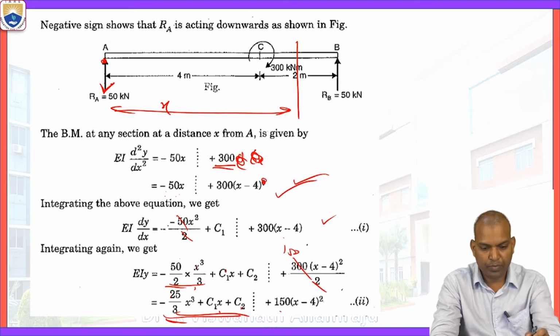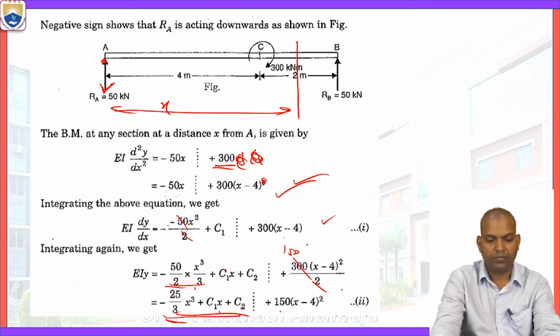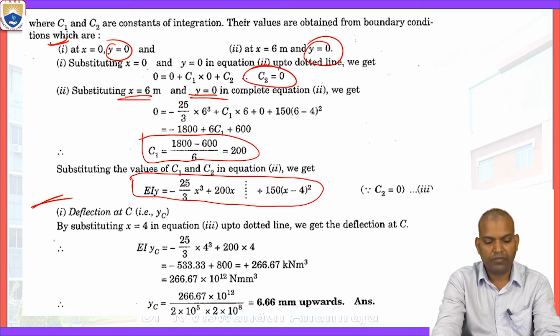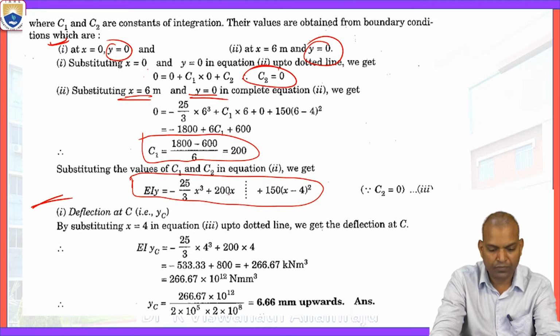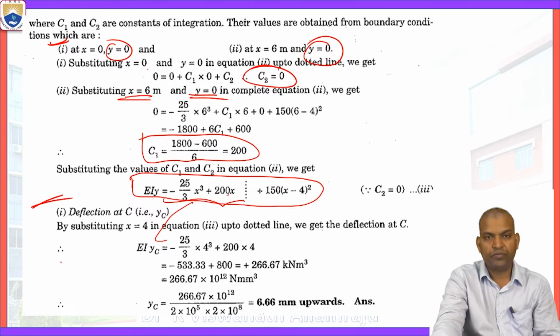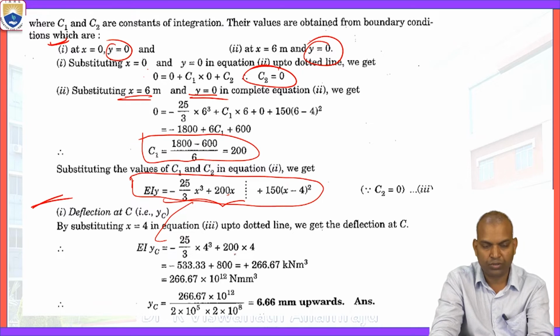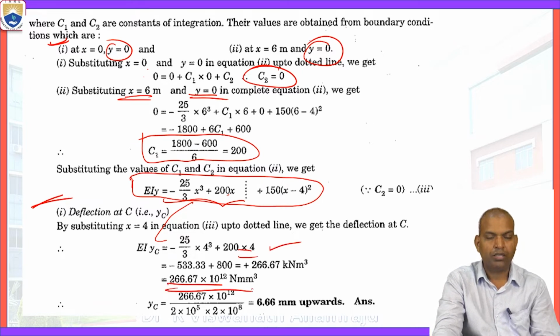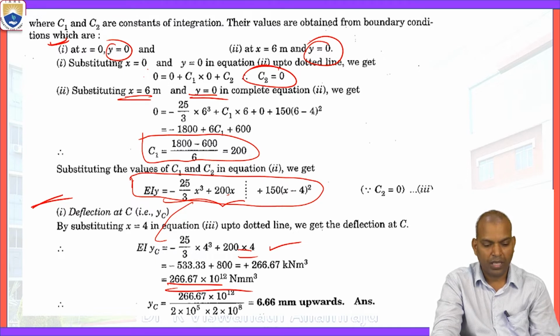So up to 4 meters means we have to use which portion? We have to go for the equation of the first portion. That is minus 25 by 3 x cube. What is the x value? 4 meters. 4 cube plus 200 times 4. This is in kilonewton meter cube.